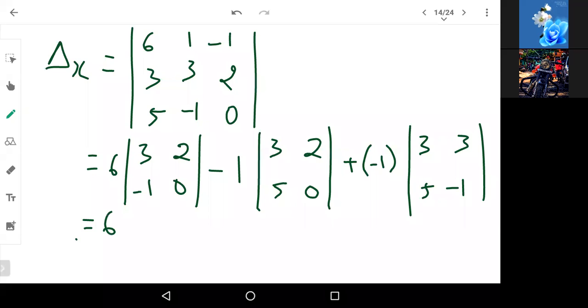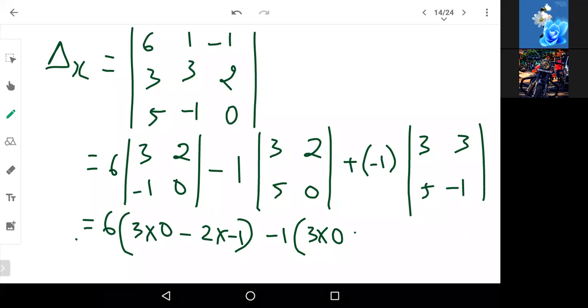So 6 into (3 into 0 minus 2 into minus 1). Minus 1 into (3 into 0 minus 2 into 5). Minus 1 into (3 into minus 1 minus 3 into 5). Okay, I'll write this below so that we don't get confused.